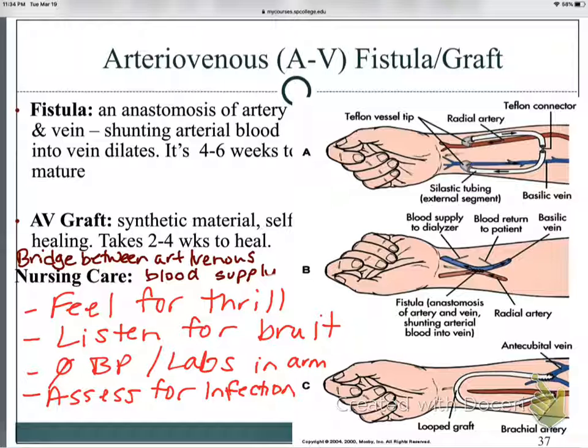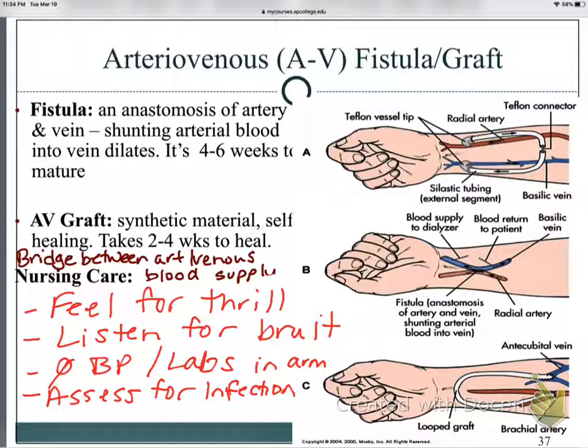As the fistula matures, it gets easier and more amenable to constant venipunctures. It's amazing what our bodies do. It tolerates being stuck constantly, and our patients do get used to it. Again, it takes a while for it to mature.